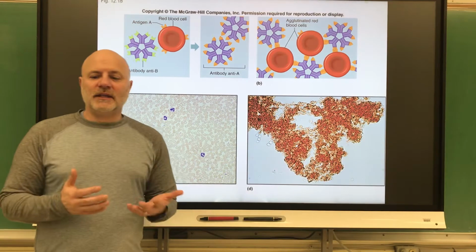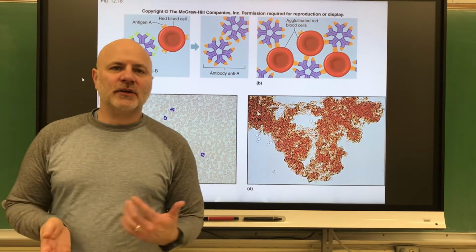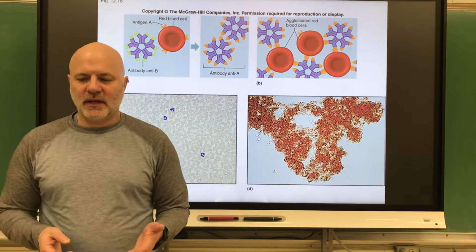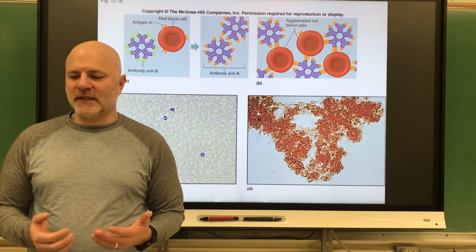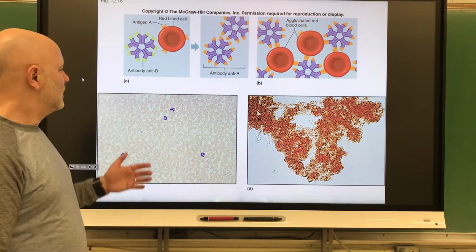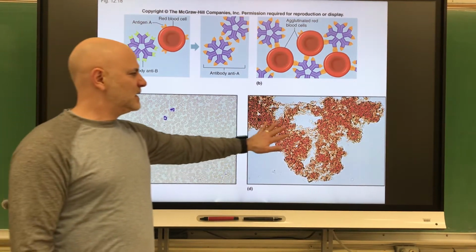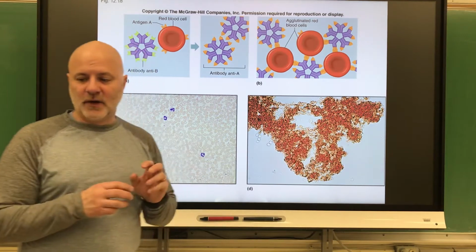All right, so let's look at the last part of this chapter, and that's looking at blood groups. Blood groups are all based upon agglutination, which is a clumping of red blood cells following a transfusion reaction. This is looking at normal blood on a slide. This is agglutination, this clumping that occurs.